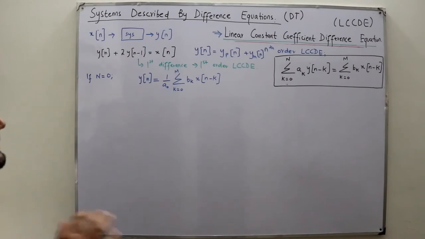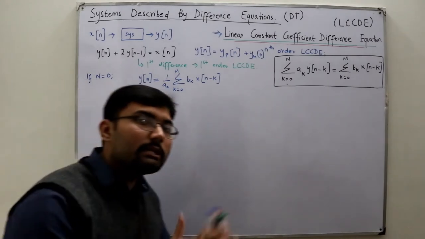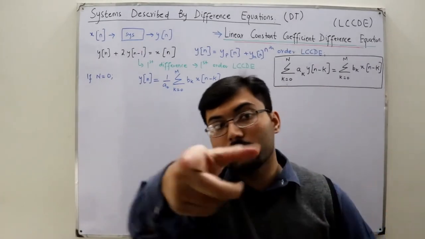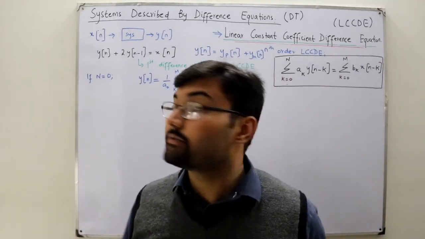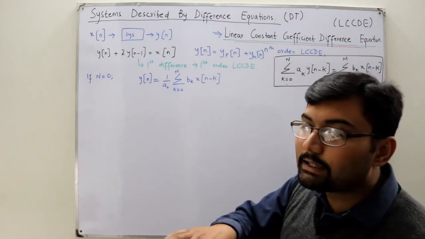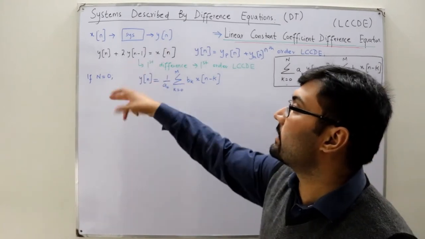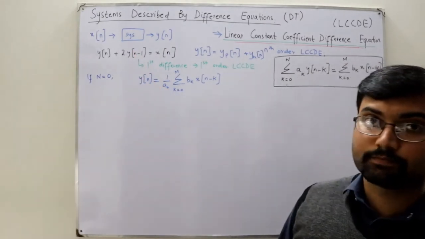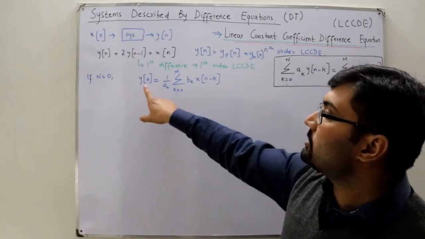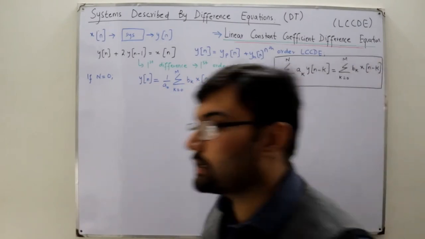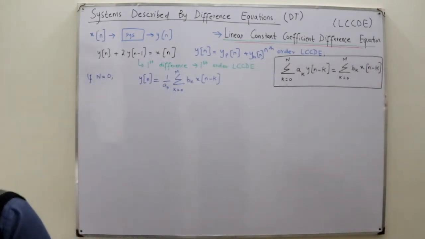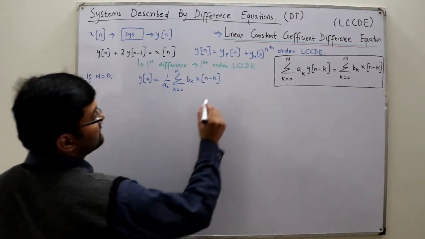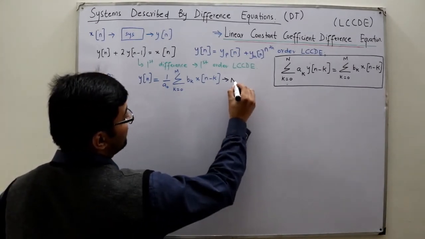So have a look. The recursion is not involved, which means the difference of the output is not involved. We don't need to know the previous value of the output in order to know the present value. As in this case over here, if you need to know y of n, you need to know y of n minus 1 first. Over here, if you need to know y of n, you don't need to know y of n minus 1. This equation is called a non-recursive equation.